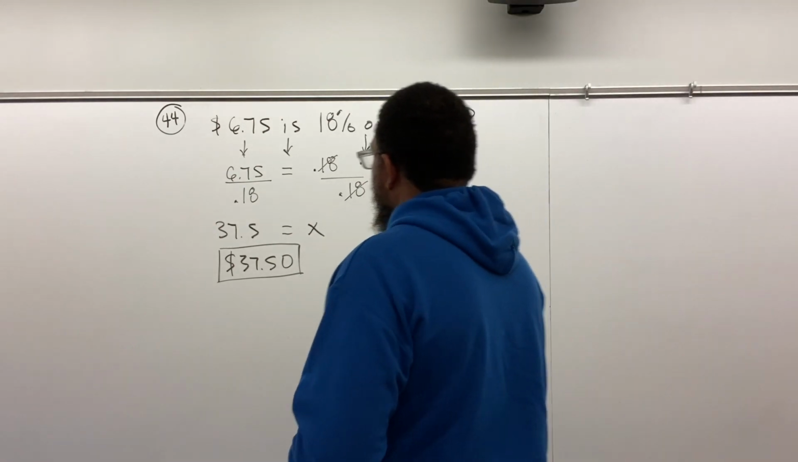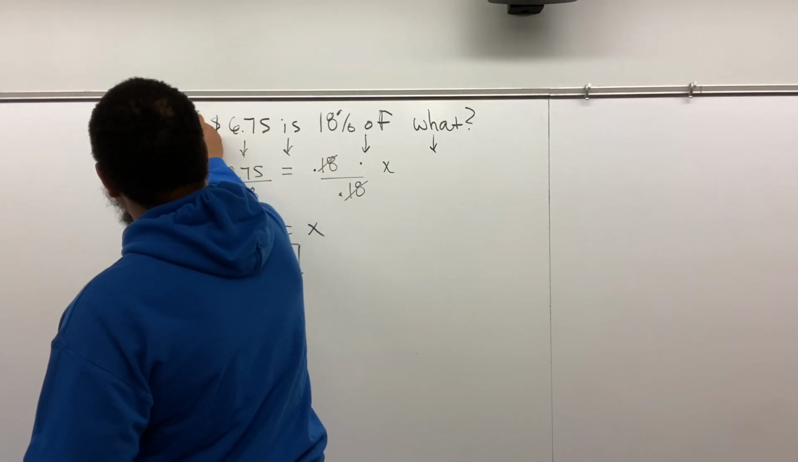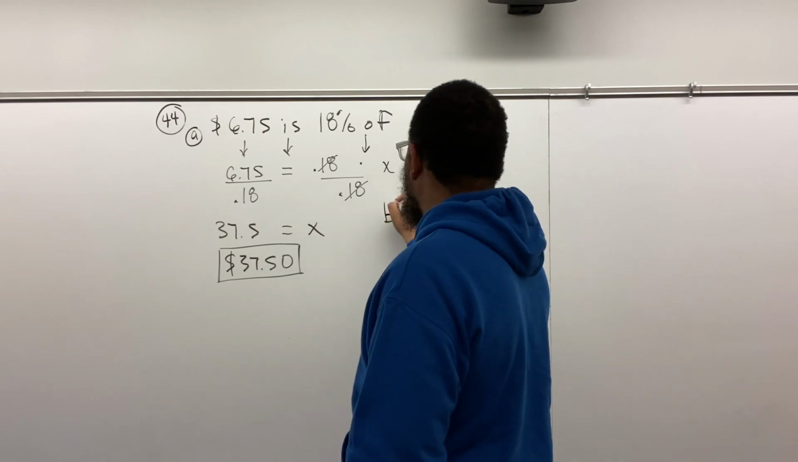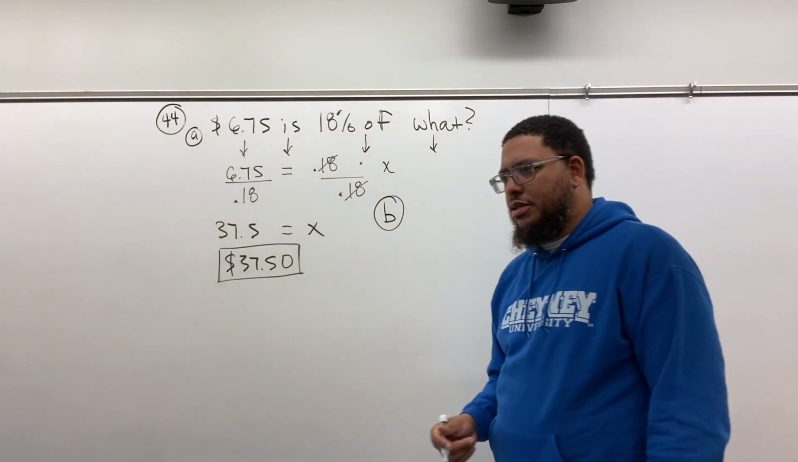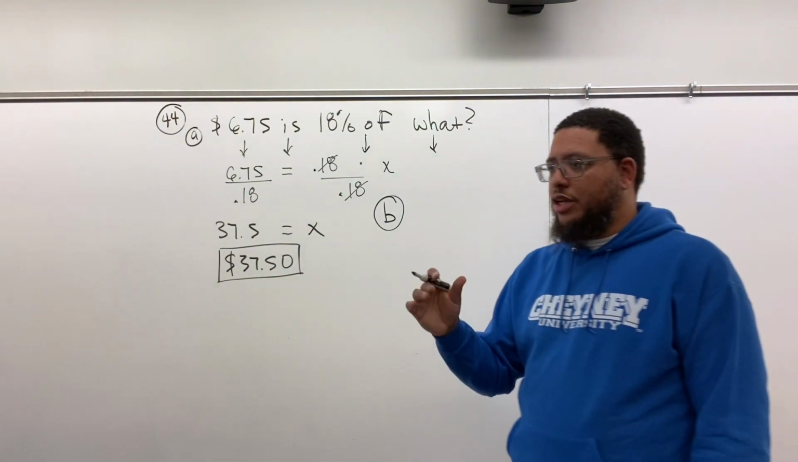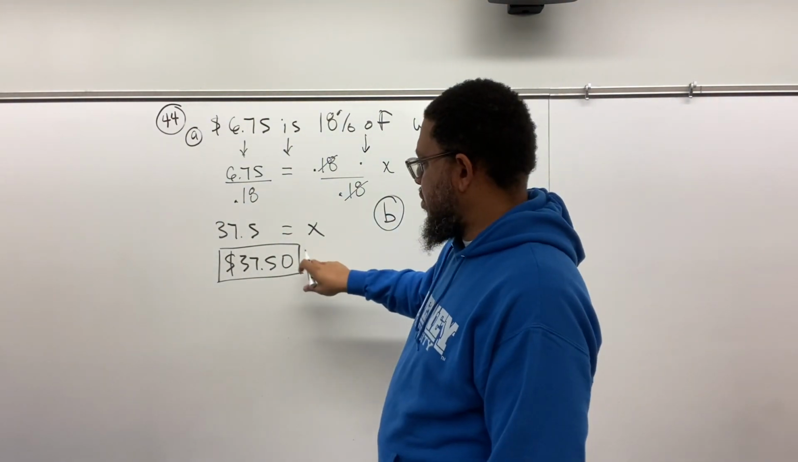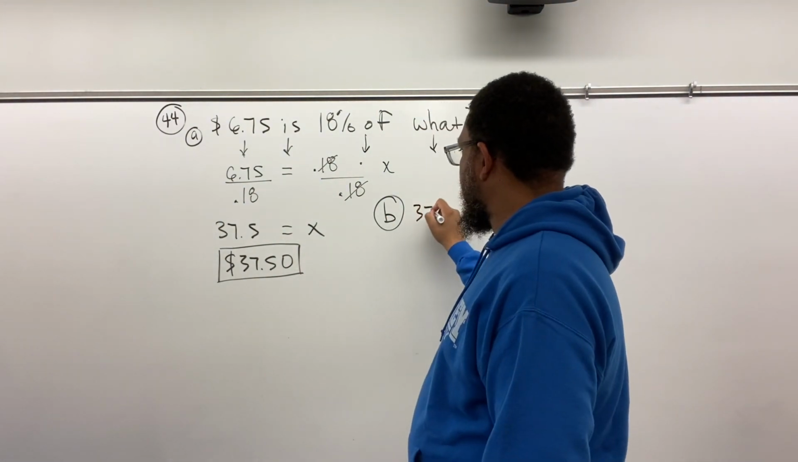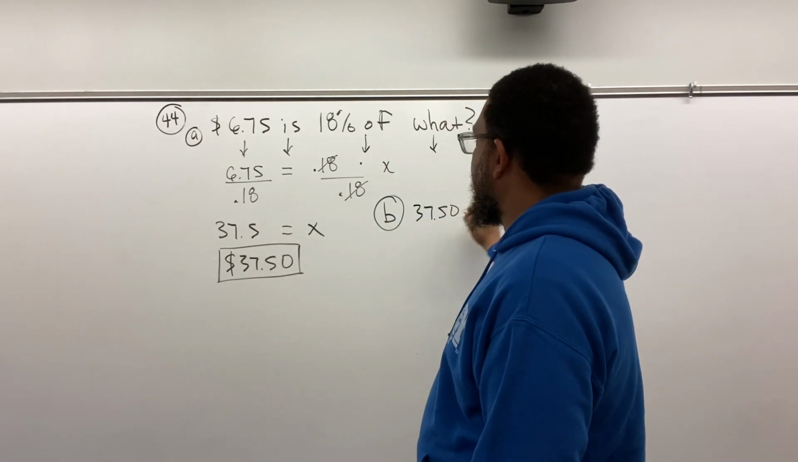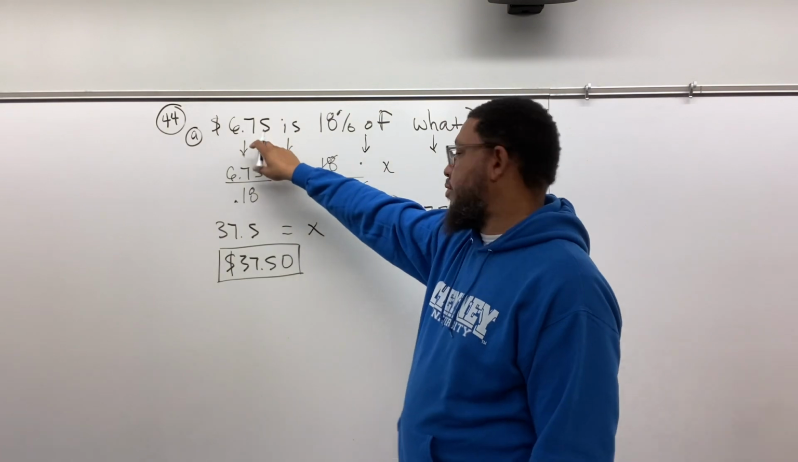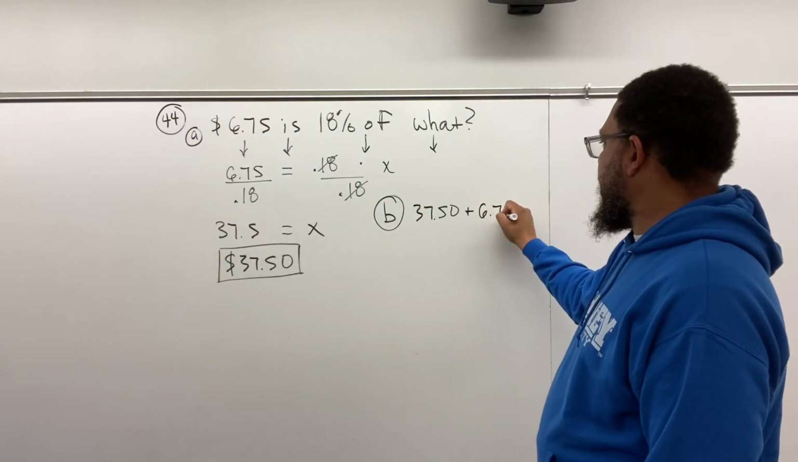Cool. So this was part A. How do you find part B? How do you find the total cost? Add, because total means addition. Total means the sum you get when you add the parts. So this is the meal. The meal was $37.50. And we just figured that out by doing all this. The tip is $6.75. So we add them up.